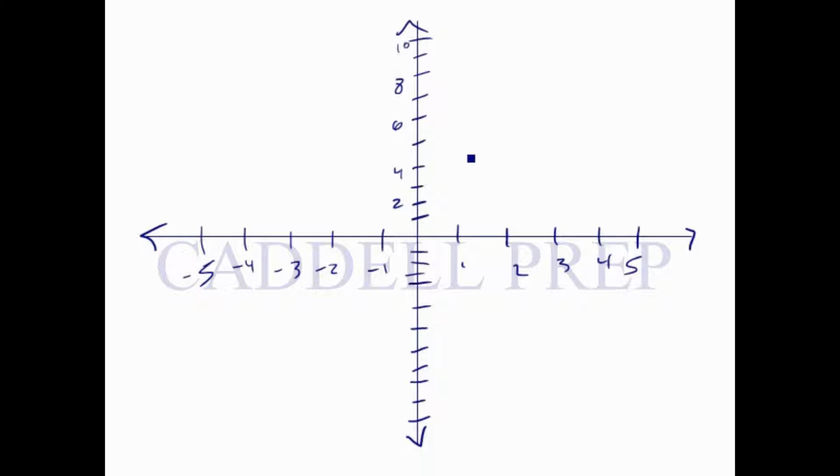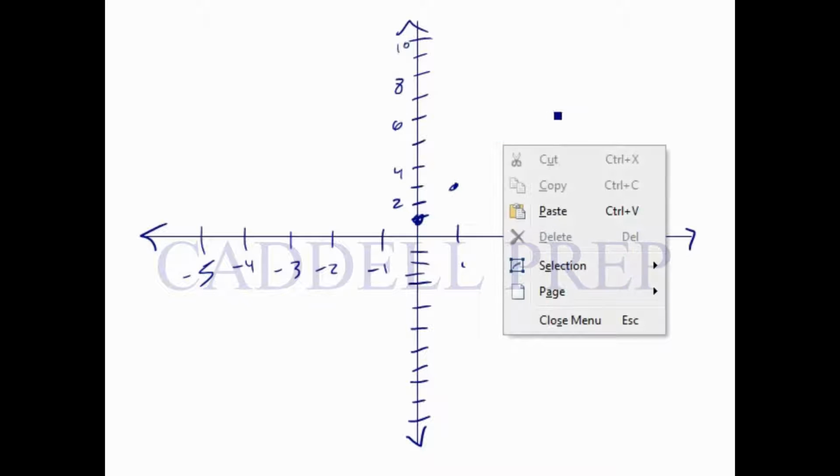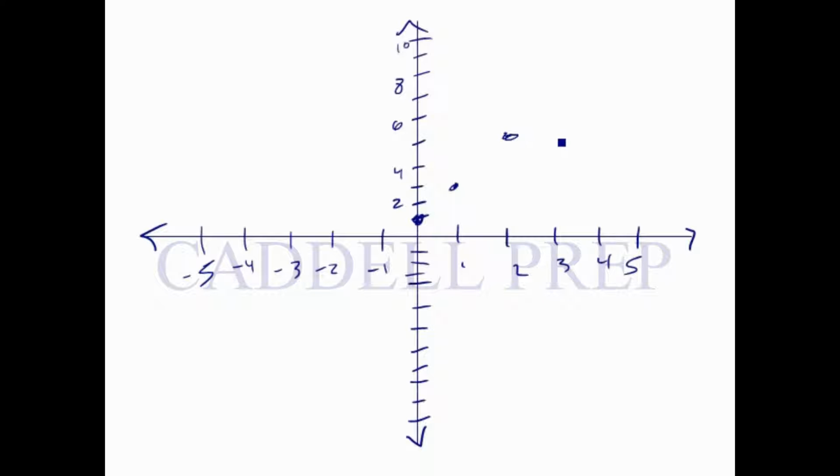Alright, now let's compare linear functions with nonlinear functions. Let's look at a linear function first. Let's say we start off with 1, and then a linear function is going to increase at a constant rate. So if we go over 1, let's say we'll go up 2. Then if we go over 1 again, we'll go up another 2. And then go over 1 again, up 2. So we have a function that looks something like this. It's a perfectly straight line. This is a linear function.